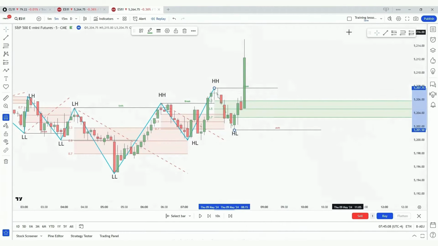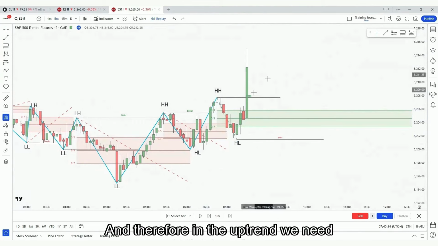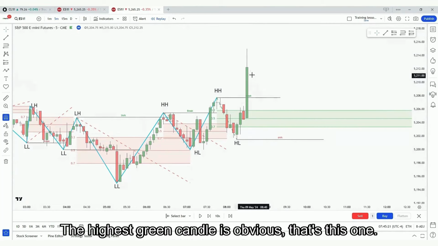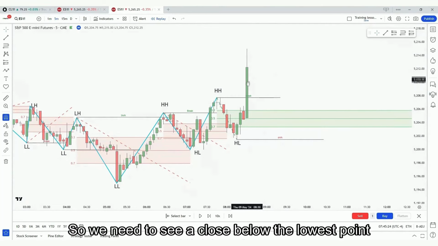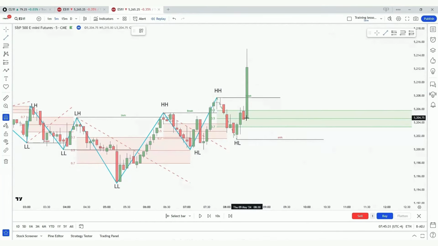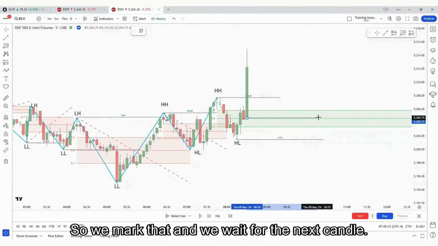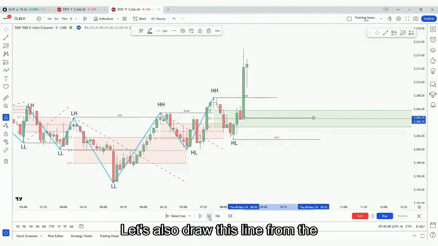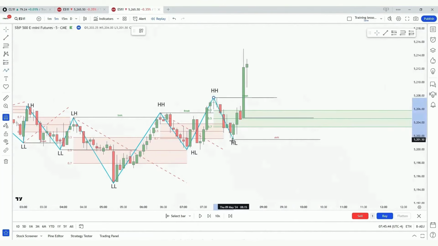continue the uptrend. We also like to see a new higher high, and therefore in the uptrend we need to see a red candle closing below the highest green candle. The highest green candle is obvious, that's this one. So we need to see a close below. The lowest point of this highest green candle is over here. So we mark that and we wait for the next candle. Let's also draw this line from the higher high to the higher low.